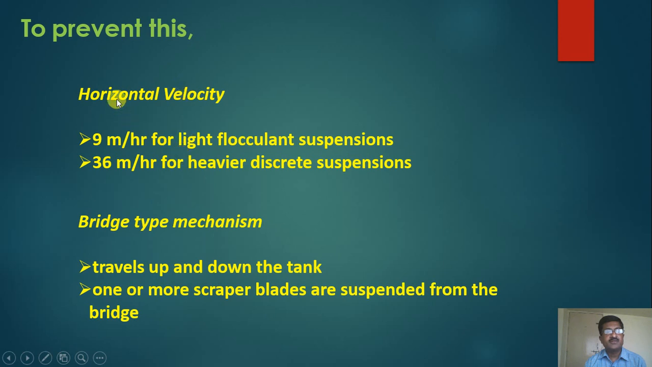Now again, to prevent problems in this sludge area, horizontal velocities are maintained: 9 meter per hour for a light flocculent suspension, 36 meter per hour for heavier discrete suspension. A bridge type mechanism is provided, which travels up and down the tank. One or more scraper blades are suspended from the bridge. We are going to study this mechanism afterwards, but it is provided to properly remove the sludge.